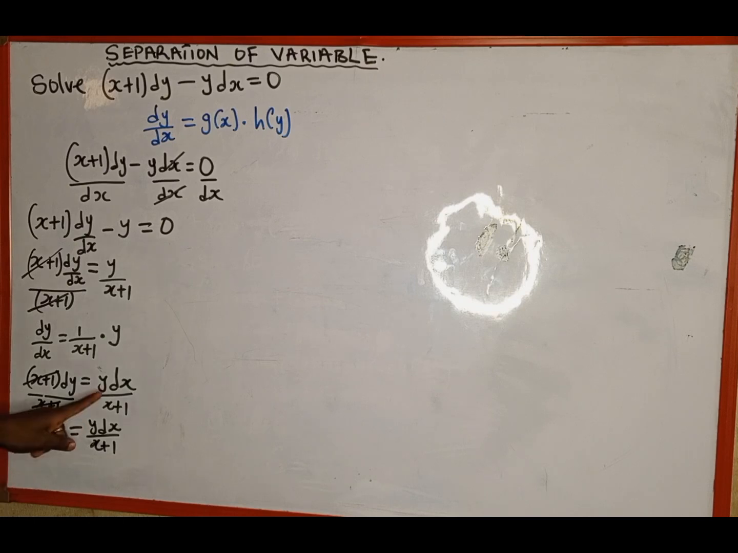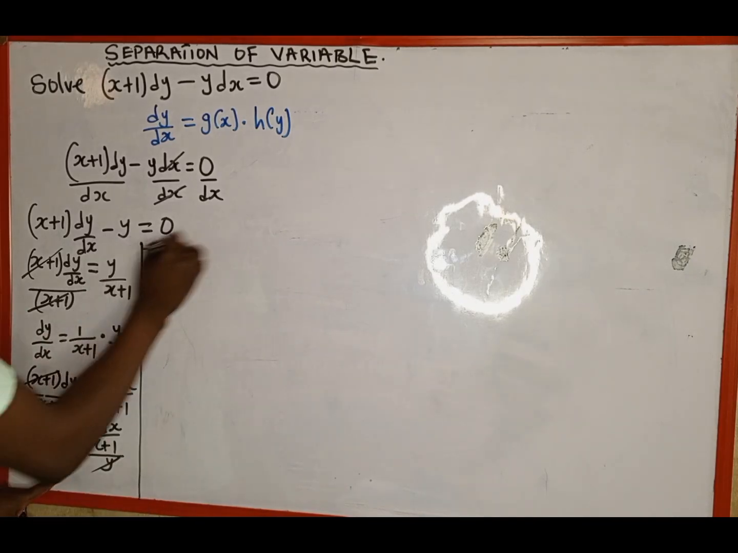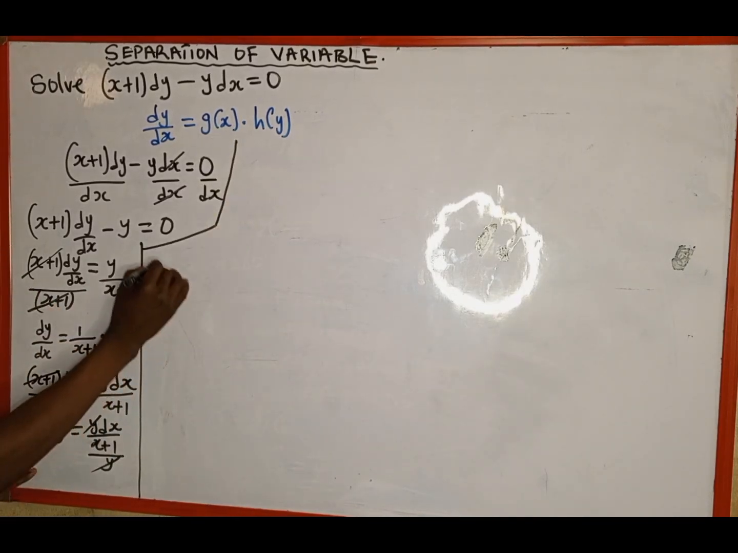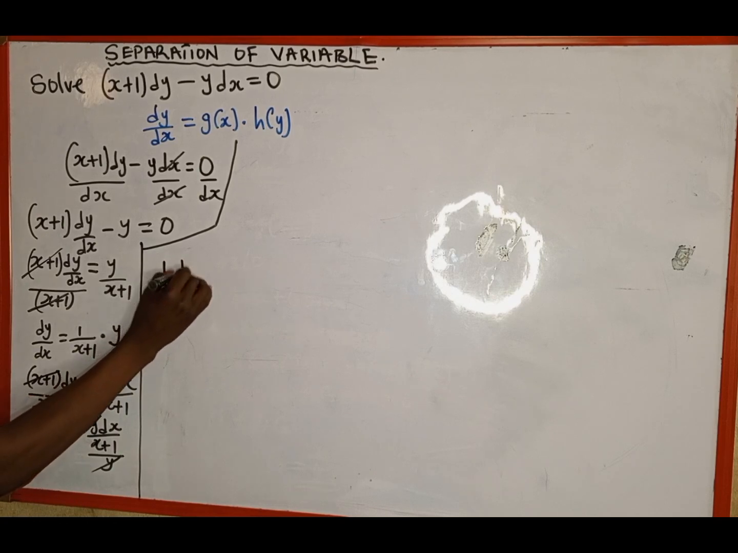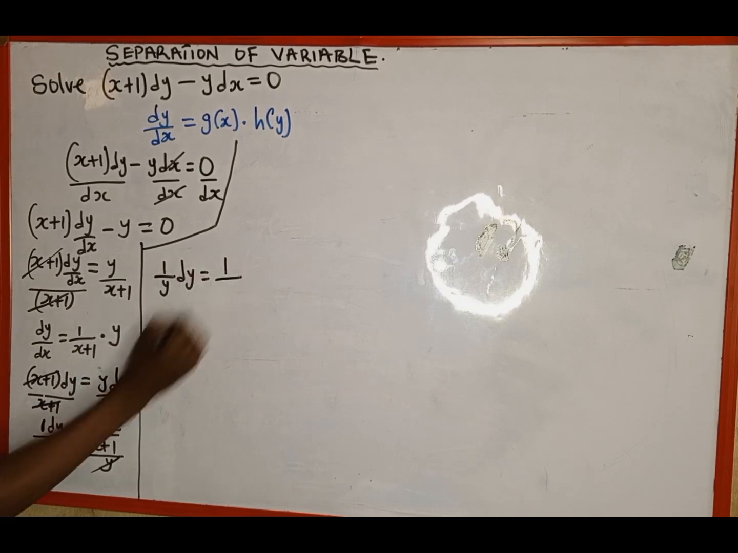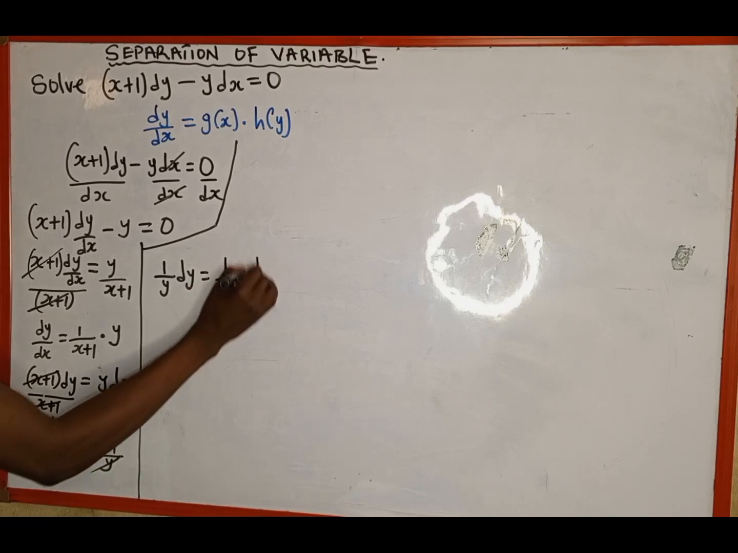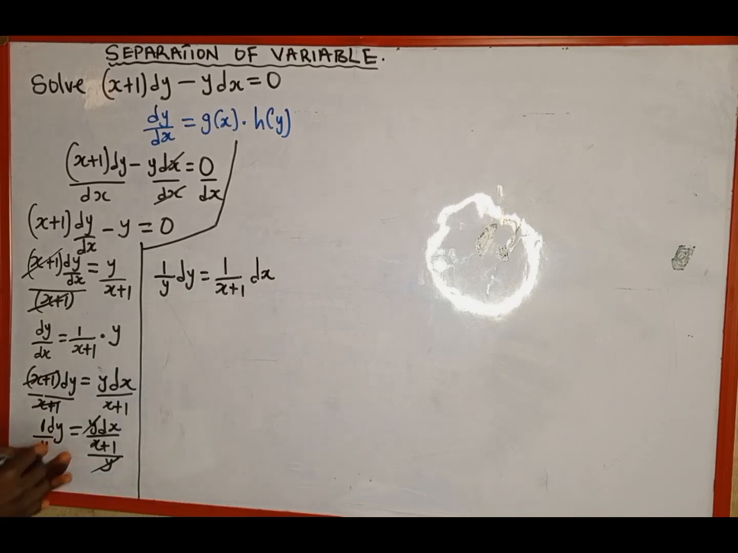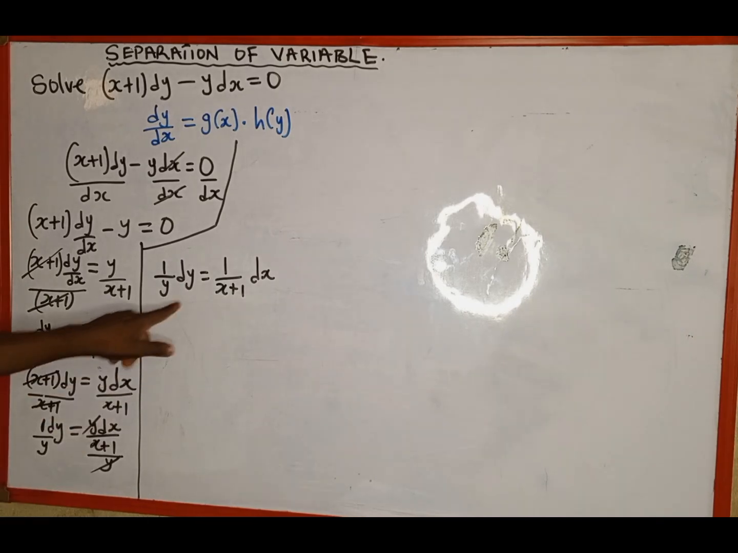Now the next thing to do is to divide through by y, because we are going to move this y to the other side of the equation. So y over y, this y will cancel this y, and we are left with only 1 in the numerator. So this is going to be 1 over y dy, which is equal to 1 over x plus 1 dx. So we have successfully connected y with dy and also x with dx.